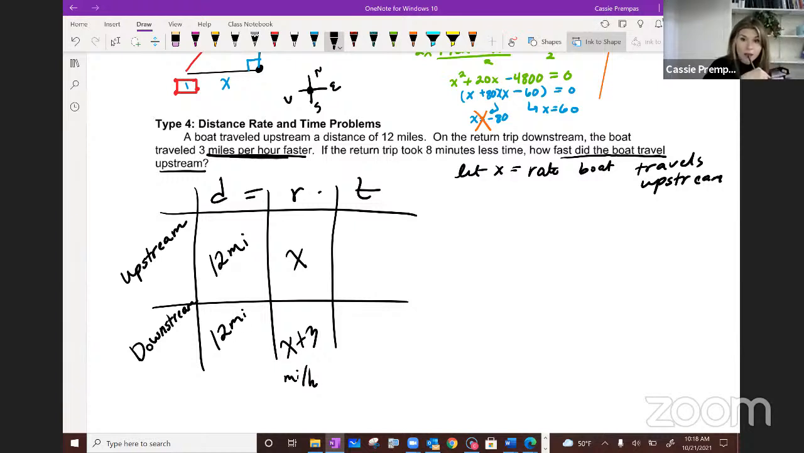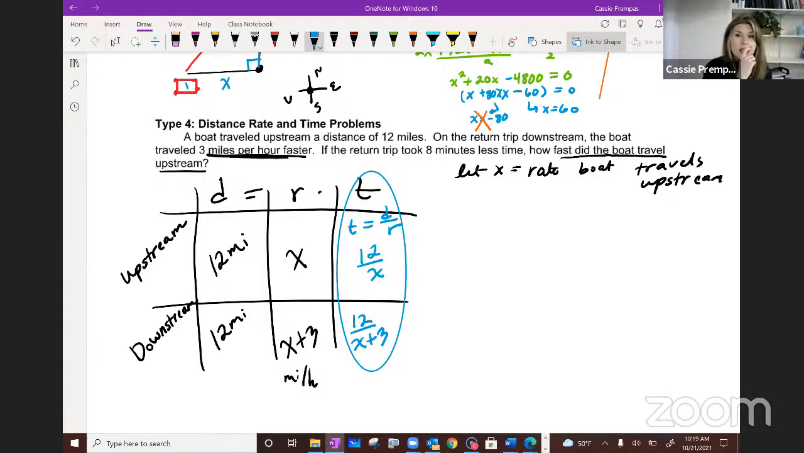Once I have two columns filled in, I fill in the third using those two. So how is time found using distance and rate? Time is equal to distance divided by rate. And I can go ahead and solve then. Distance divided by rate, this would be 12 divided by x. This would be 12 divided by x plus 3. Lastly, I use the last column filled in and set up an equation with what's being described.